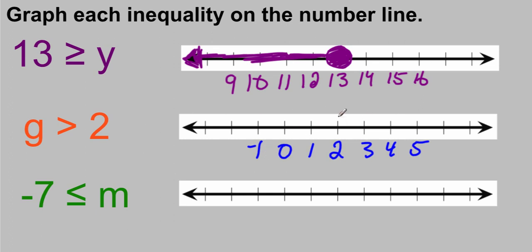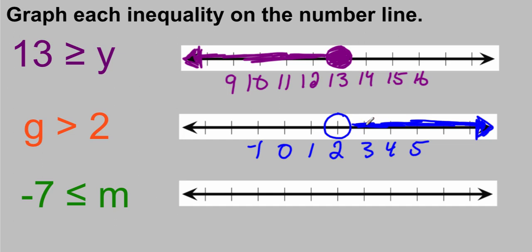You put your circle at 2, and then you ask yourself, do I want to fill it in or not? In this case, I only want numbers greater than 2. I don't want it to be equal to 2, so I'm going to use my open circle. But g is greater than 2, so I'm going to shade in all the numbers that are greater.